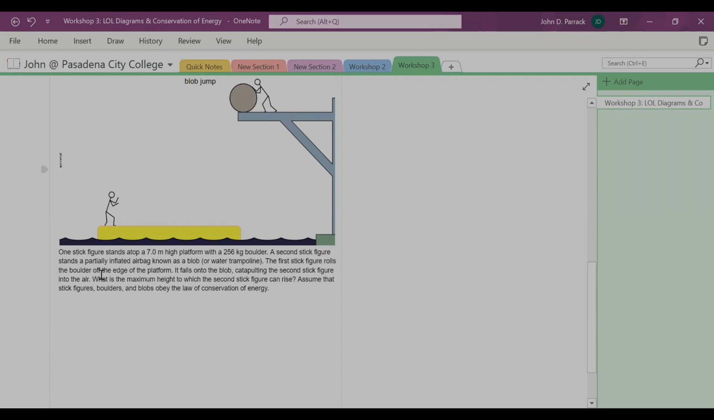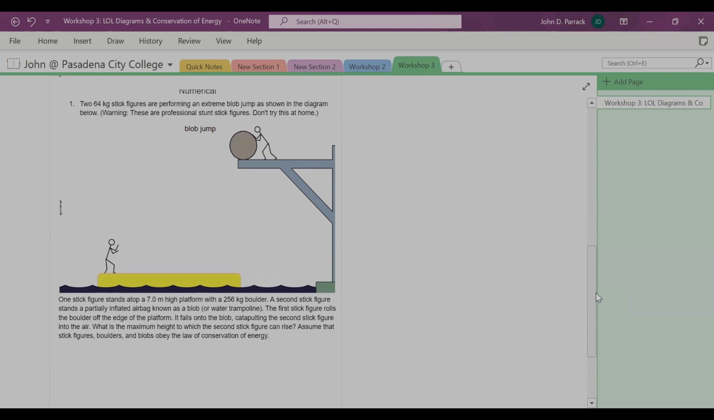The first stick figure rolls the boulder off the edge of the platform. It falls onto the blob, catapulting the second stick figure into the air. What is the maximum height that the stick figure can rise to? Assume that the stick figures, boulders, and blobs obey the law of conservation of energy, which of course they should.